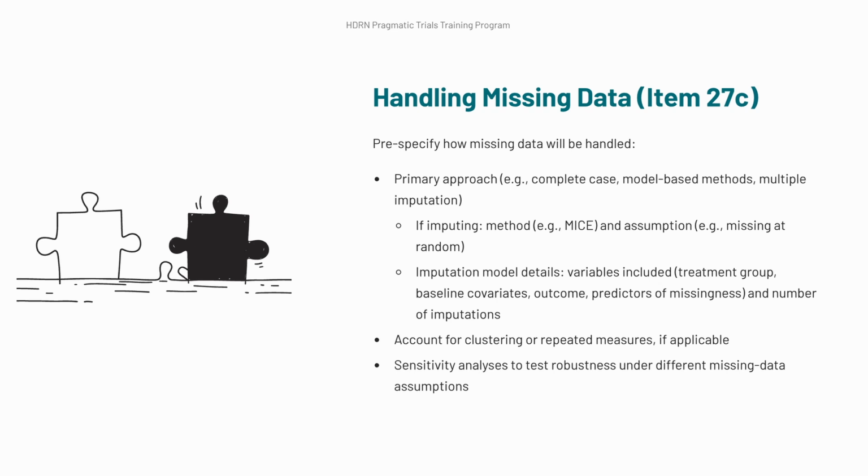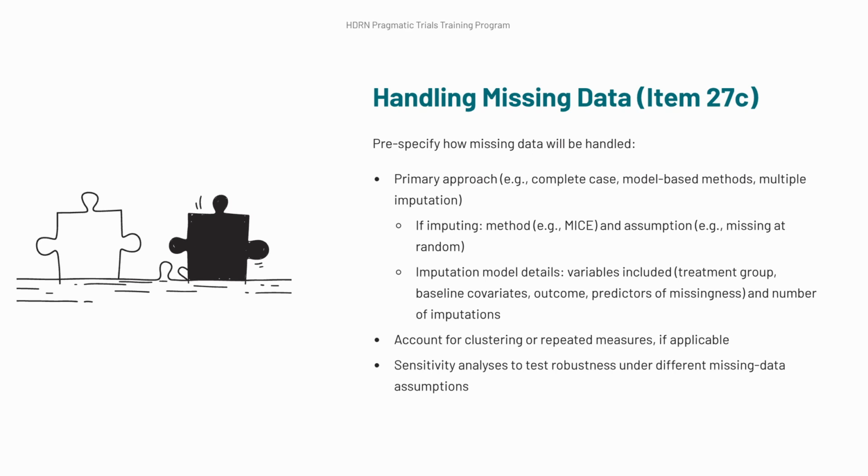On to item 27C, handling of missing data. Missing data is common, so pre-specify how you'll deal with it. Will you use imputation? If so, what kind and what assumptions are you making? Multiple imputation is common, for example. We will use multiple imputation by chained equations to handle missing outcome data, assuming data are missing at random.